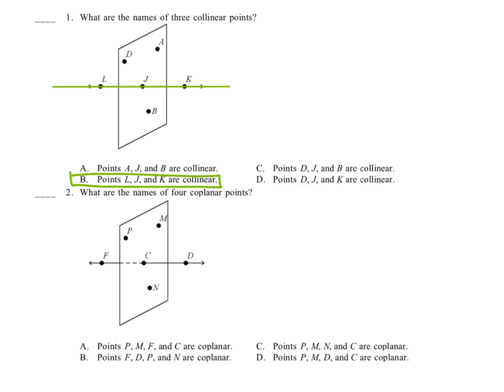For number two, what are the names of four coplanar points? Well, unless they give you some reason to think that those points are not appearing on the plane, we assume that they are on the plane. And so what we're looking at is this one, this one, this one, and this one.